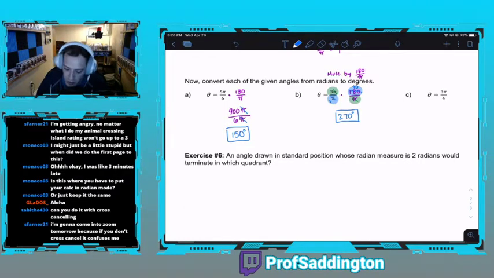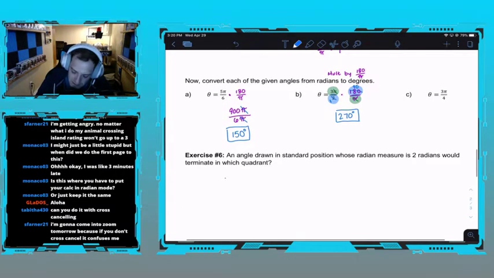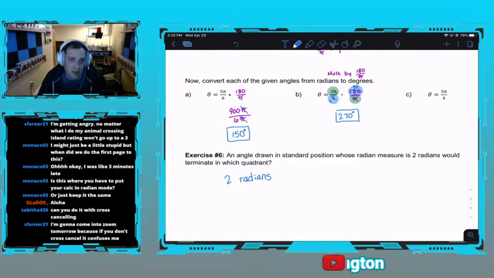Well, we know that we have 2 radians. Now, I have never taught you how to graph with radians. I don't even know how to graph with radians off the top of my head. It's not something that's easy. It's not something that's fun to do. So my recommendation is anytime you are given radians and they tell you to graph, convert it to degrees, because degrees is much, much easier to graph.